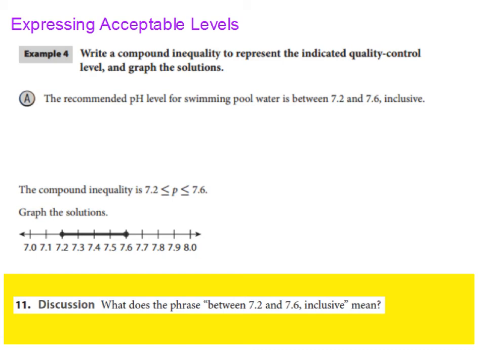If I were to graph it, I want all the pH values between 7.2 and 7.6. So my pH value can fall anywhere in this range here. My swimming pool should be good to go.